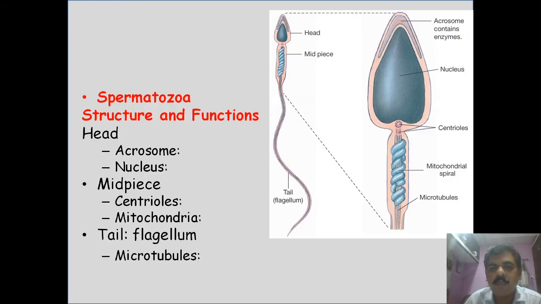This is the structure of the mature sperm. This is the spermatozoa, having the head region, which comprises the acrosome, which contains the enzymes for the dissolution of the walls of the egg or ovum, and the nucleus, which has the haploid set of chromosomes. Then the middle piece, which has the proximal centriole and the distal centriole, and spirally coiled mitochondria. And the last part is the flagellum, which comprises microtubules.